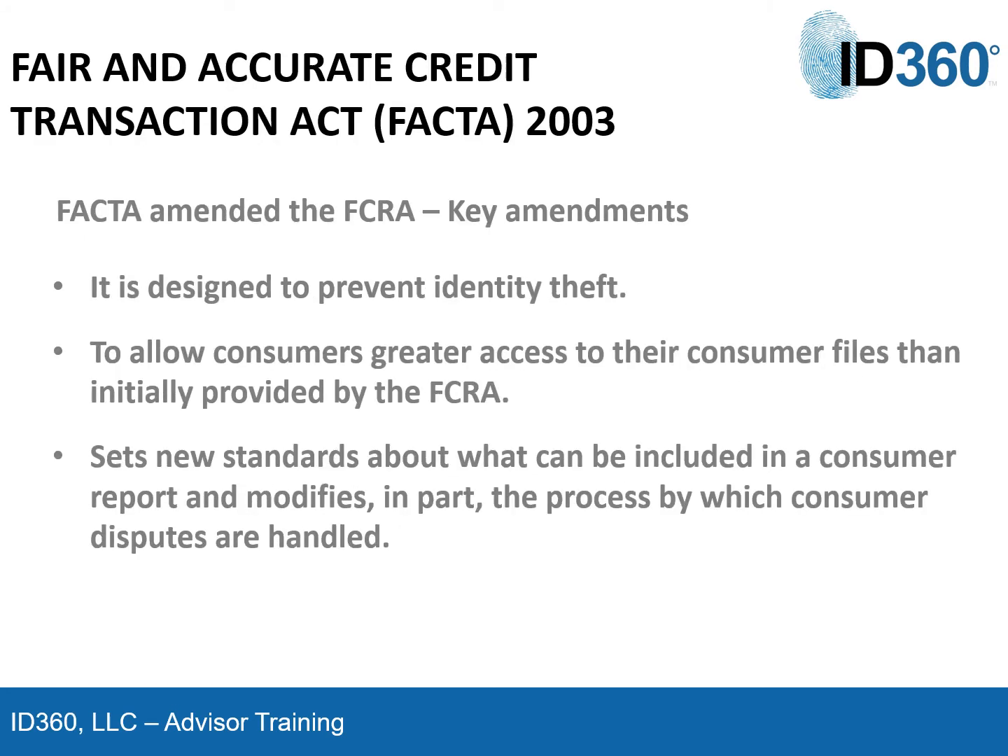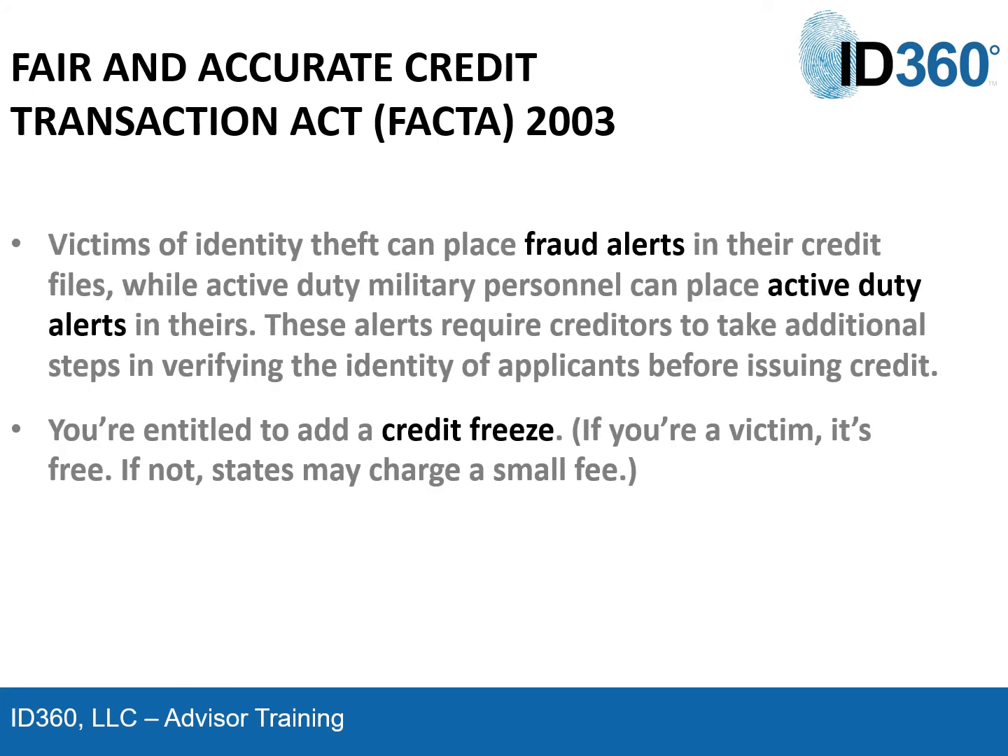The Fair and Accurate Credit Transaction Act, better known as FACTA, was enacted in 2003, and it is an amendment to the Fair Credit Reporting Act. Some of the key amendments are as follows. It is designed to prevent identity theft, to allow consumers greater access to their consumer files than initially provided by the Fair Credit Reporting Act, and it sets new standards about what can be included in a consumer report and modifies, in part, the process by which consumers' disputes are handled.